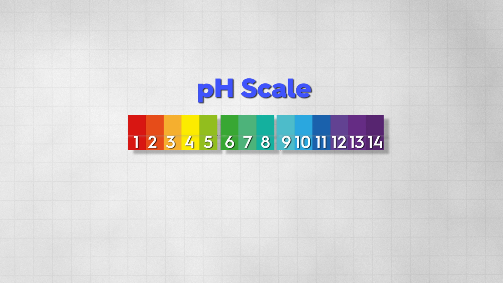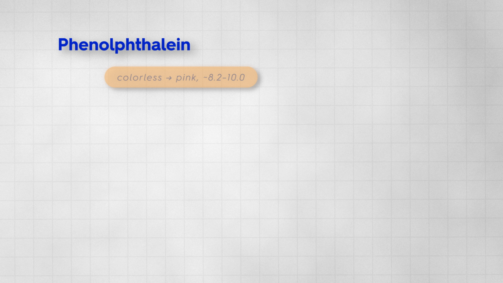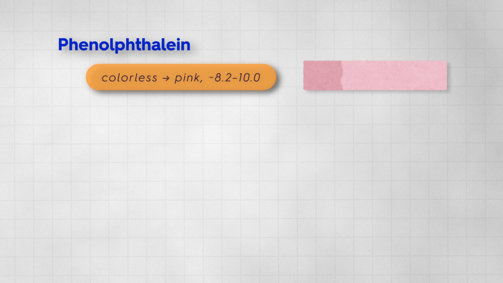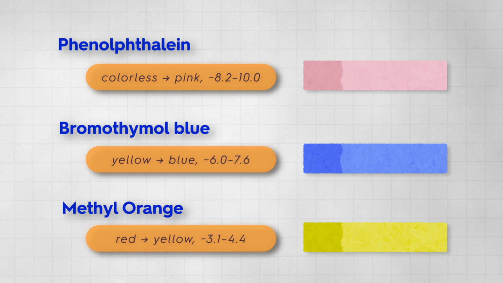Most indicators change color over about 1 to 2 pH units, centered near their pKa. That band is the color change interval. Examples: phenolphthalein turns pink in basic solution, at about 8.2 to 10.0. Bromothymol blue flips yellow to blue around neutral. Methyl orange goes red to yellow in the acidic range.